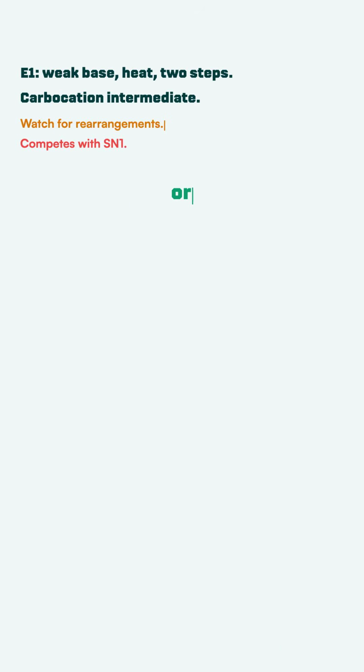So remember, E1 is a weak base, heat, two steps, carbocation intermediate. Watch out for rearrangements, and it competes with SN1.